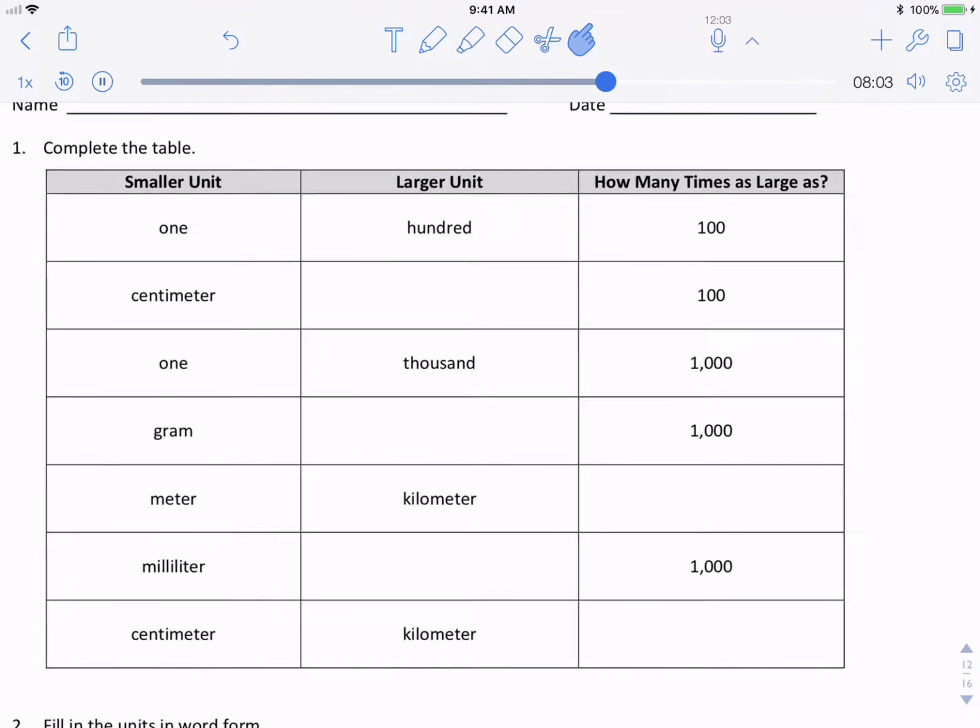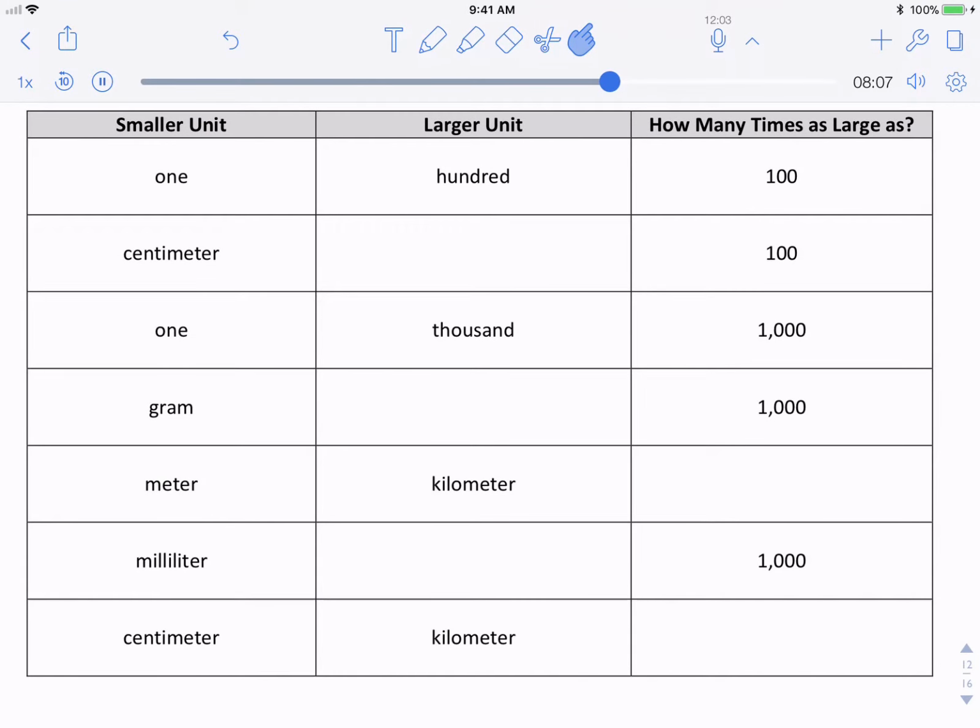Now, the problem set today, you're going to want to have your place value chart nearby. So, we have the centimeter. What measurement is 100 times as large as a centimeter? Do we need the place value chart for this? No, we don't. Because we know that the meter is 100 times larger than the centimeter. The gram. So we start at the grams and we go up to 1,000. We don't need a chart for that either. What is 1,000 times as large as a gram? Kilogram. And we're just gonna say kg, okay?